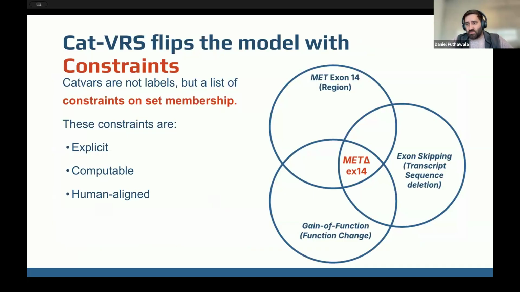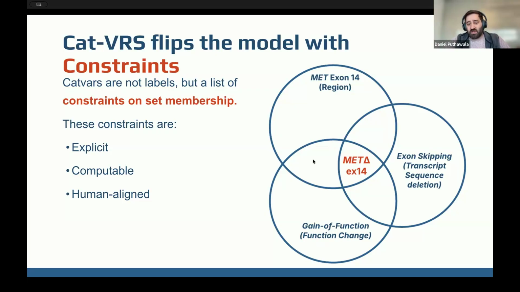We developed a novel architecture for Cat-VRS, the data model, which is called a constraint-based model. And each of these constraints represents a property of the categorical variant that people are trying to model. So these constraints are explicit. They let you say exactly what you mean. They're computable in that computers can understand them, and they're human aligned. By that, we mean they're fairly intuitive once you get the hang of it. We try to make them mean exactly what they seem like they should mean. So hopefully, once people learn the system, it becomes second nature to understand how you would characterize something, and you'd be less likely to misuse the system by accident.